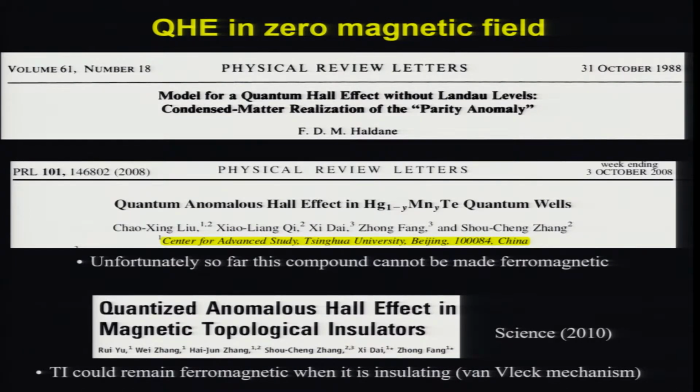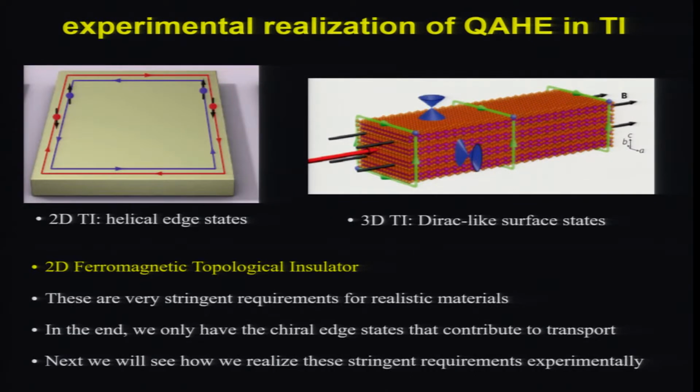So in this paper, the main contribution is that they proposed a new ferromagnetic mechanism, the so-called Van Vleck mechanism. They showed theoretically that in these materials, the system can be ferromagnetic even when the sample is insulating. That's very rare and is crucial for the realization of the quantum anomalous Hall effect. So now let's take a look at what we need to realize it experimentally.